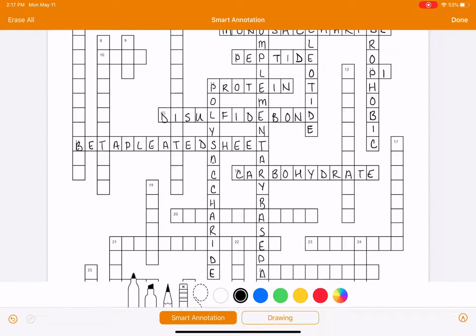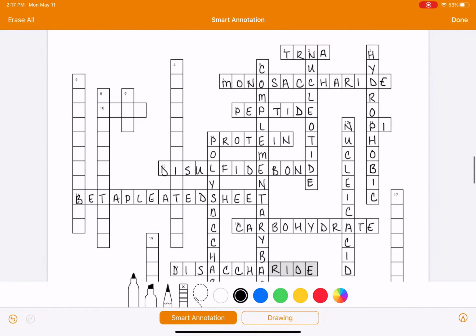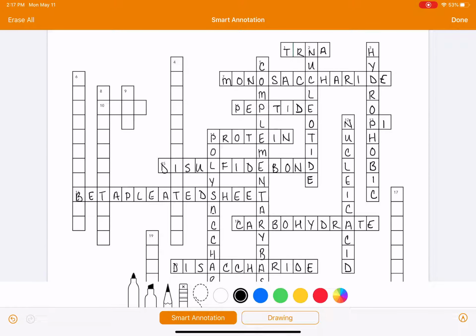12 down, a strand of nucleotides. Nucleic acid, possibly? Yes. 20 across, sucrose and lactose, that is a disaccharide. Four down, mRNA synthesis, transcription.